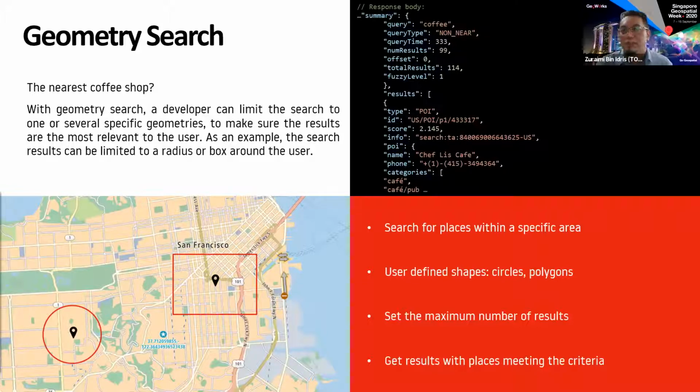So it searches for places within a specific area, a user-defined shape, whether it's circles or polygons, and you can set the maximum number of results, and you get results with places meeting the criteria.